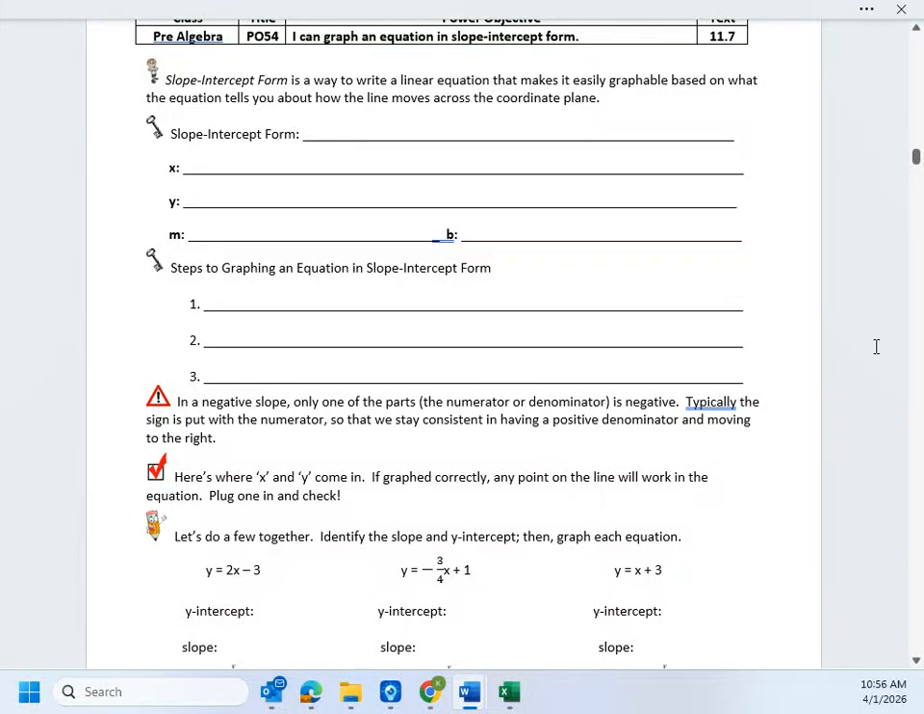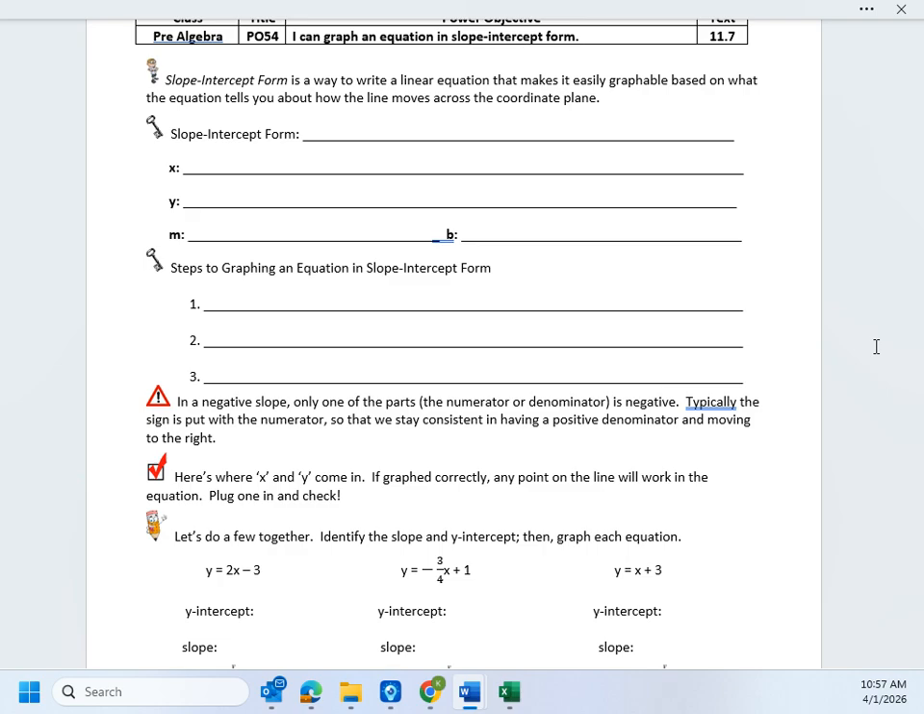Good morning. We are continuing on with those X and Y intercepts. Today's is a big one. It is a PO, so it's a power objective. This is one that you will use all the time in the future. This is, I can graph an equation in slope-intercept form. Woo, slope-intercept form. Big deal, okay?